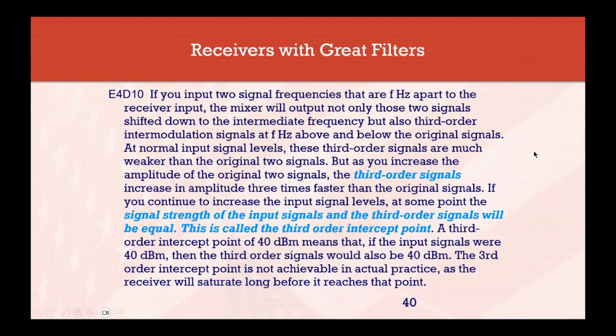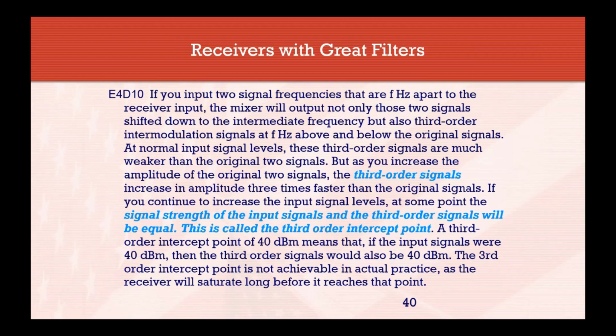We have 2 input signals that are F hertz apart, some amount apart. The mixer will output those 2 signals plus, as we know, the sum and difference. Then we get into third-order intermodulation signals. As you increase the amplitude of the 2 original signals, the third-order signals increase in amplitude 3 times faster than the original signals. If you continue to increase the input levels, at some point the input signals and the third-order signals will be equal. That's called the third-order intercept point. That's all they're after, is that definition.